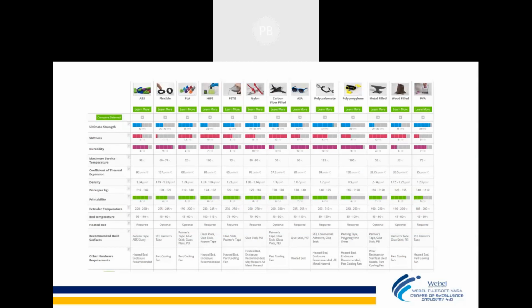PLA, polylactic acid, is the only biodegradable material, and the other materials are not biodegradable. They are all thermoplastics, and obviously they will not be biodegradable, but PLA is the biodegradable one. Then there are PETG, nylon, carbon fiber, ASA, polycarbonate, a huge range of materials for different applications.